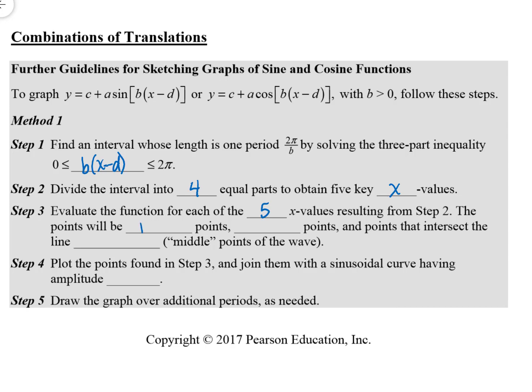We found the maximum point, the minimum point, and the points that intersect the x-axis, or if there is a vertical translation, then it would be the line y is equal to whatever c is. Step 4, plot the points that we found in step 3 and join them in a sinusoidal curve having the amplitude, absolute value of a, and then we draw the graph over additional periods as needed. In the book, the author uses tables to come up with these values, whereas I just did this directly from the graphs. So we used method 1, but we also used method 2.